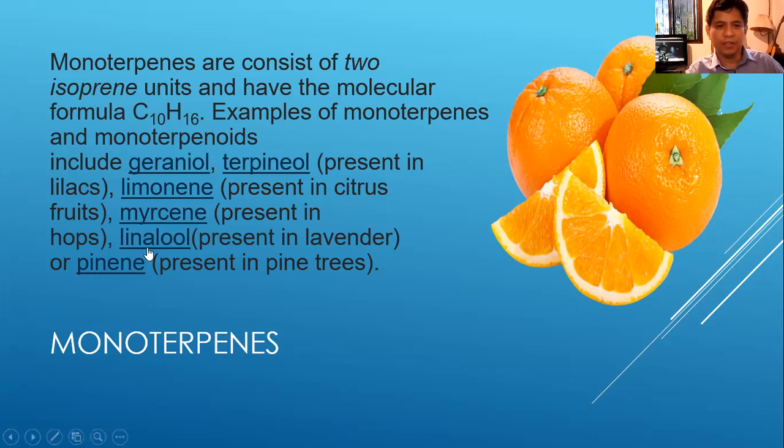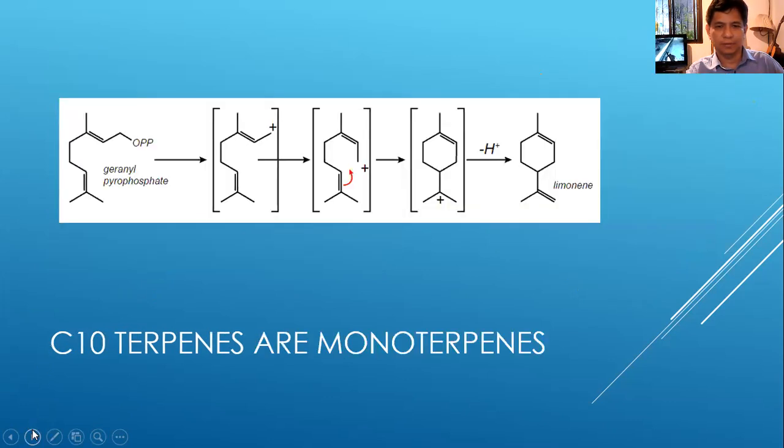Okay, mention ko na to kanina sa inyo, yung linalool, this is present in lavender. And then pinene is present in pine trees. Okay, so this is the mechanism on how geranyl pyrophosphate, remember geranyl pyrophosphate, ito yung 10 carbon na na-form from the reaction of IPP and DMAPP. So ito na yung kasunod.